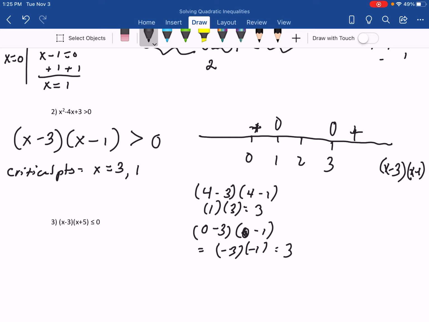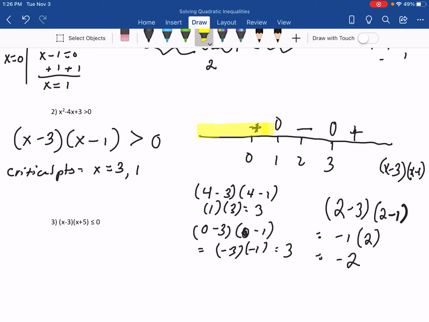Now we want to test between 1 and 3. So I'm going to test 2. That's going to be 2 minus 3 times 2 minus 1. It's negative 1 times 2, which is negative 2. So we got negatives in between. Okay, so what's going to work?